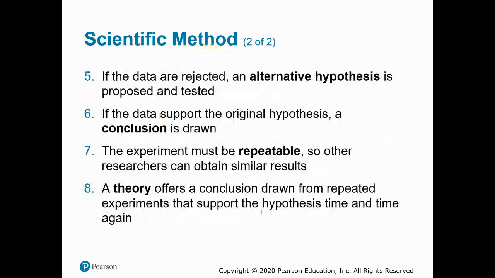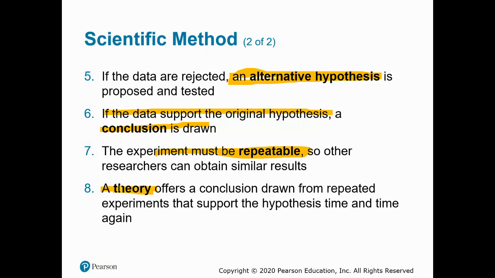or rejects your hypothesis. If the data reject your hypothesis, then you need to write an alternative hypothesis and start again. If the data support your hypothesis, then you might say, okay, these are the conclusions I'm drawing from the information I've gathered. Either way, whether 5 or 6 happens, you're then going to need to repeat the experiment. Or best case scenario, other researchers around the world should be conducting very similar experiments to see if they obtain basically the same results.